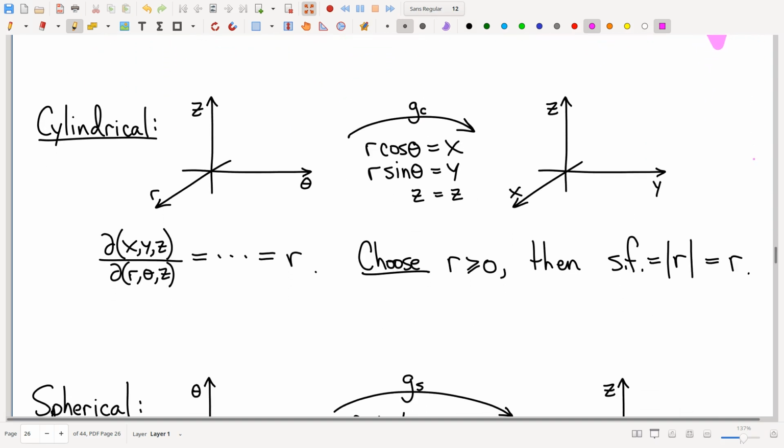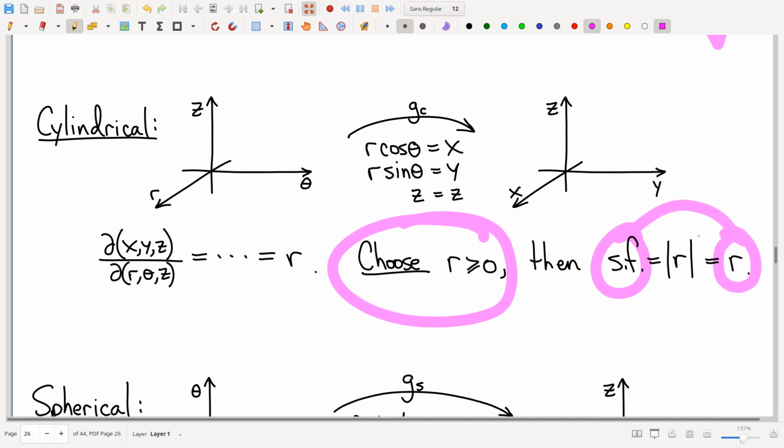So likewise with the cylindrical coordinates, just choose. You don't have to, but you really should choose to always choose positive values of r, non-negative values of r.